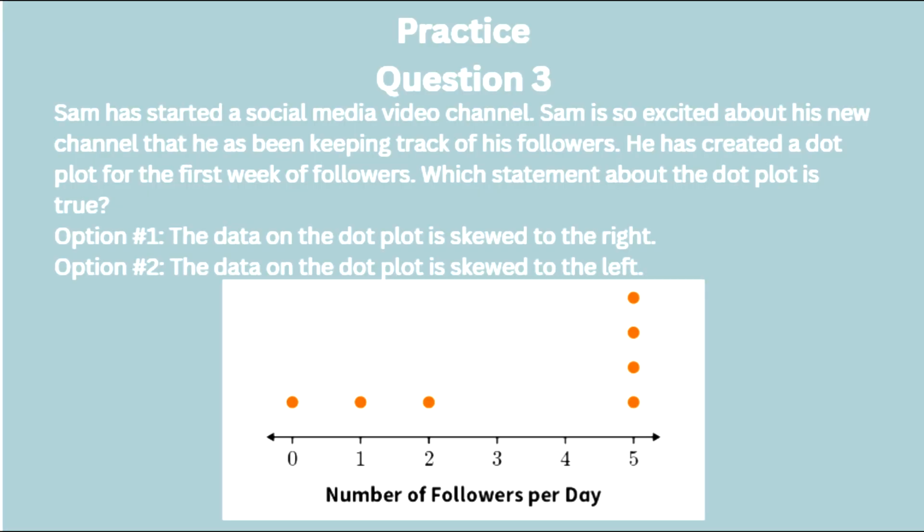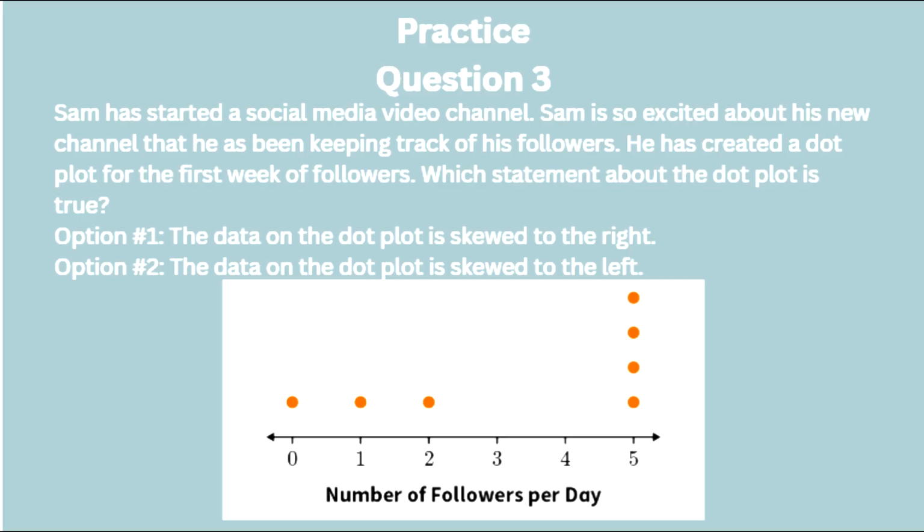Practice question 3. Sam has started a social media video channel. Sam is so excited about his new channel that he has been keeping track of his followers. He has created a dot plot for the first week of followers. Which statement about the dot plot is true? Option number 1, the data on the dot plot is skewed to the right. Option number 2, the data on the dot plot is skewed to the left.